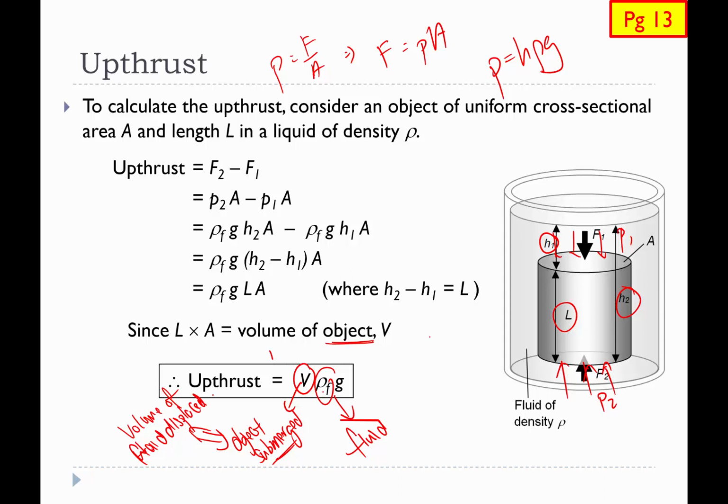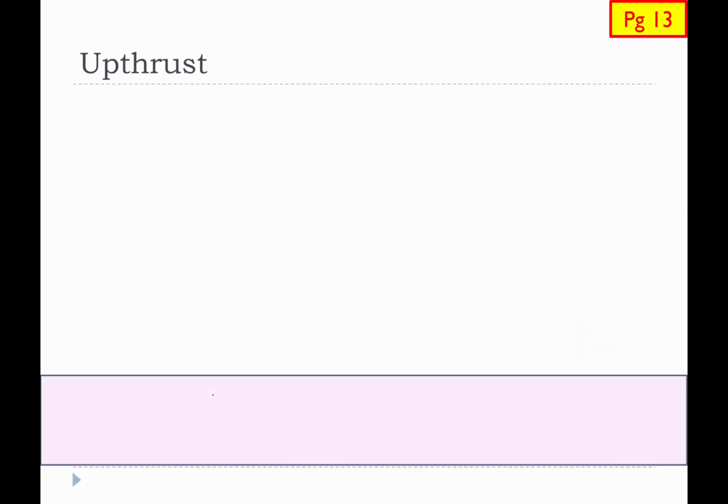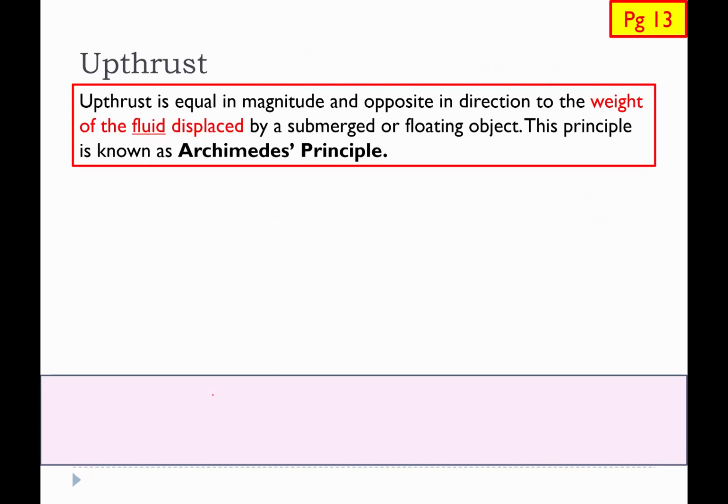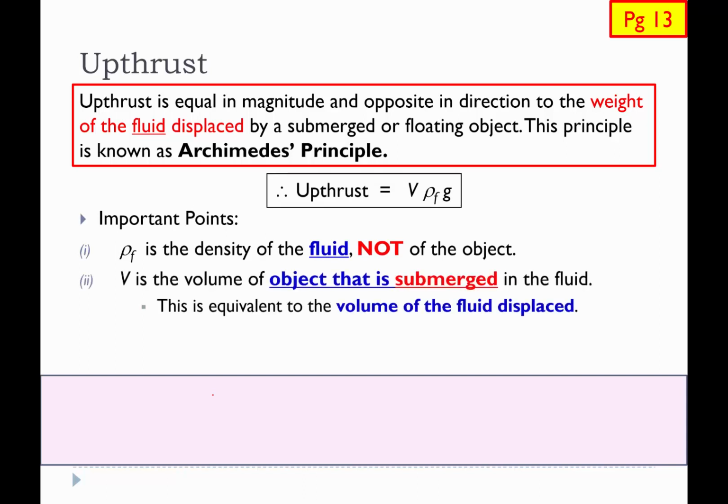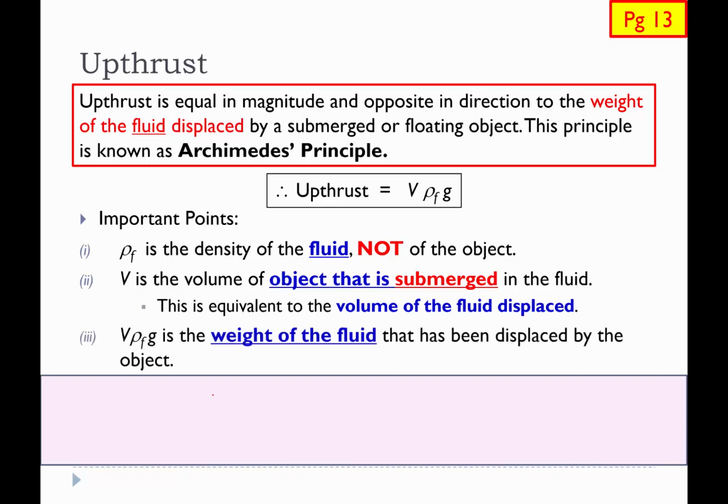So by looking at this, let us now move on to Archimedes' principle. What Archimedes' principle is trying to define here is essentially the formula for upthrust. So here it says that upthrust is equal in magnitude and opposite in direction to the weight of the fluid displaced by the submerged or floating object. So how come it is the weight of the fluid displaced? Now let us look at the formula in detail again. So rho f is the density of the fluid, not the object. V is the volume of the object submerged, just like what I mentioned just now. And this is equivalent to the volume of the fluid displaced as mentioned previously also. So V rho f g is essentially the weight of the fluid that has been displaced by the object.